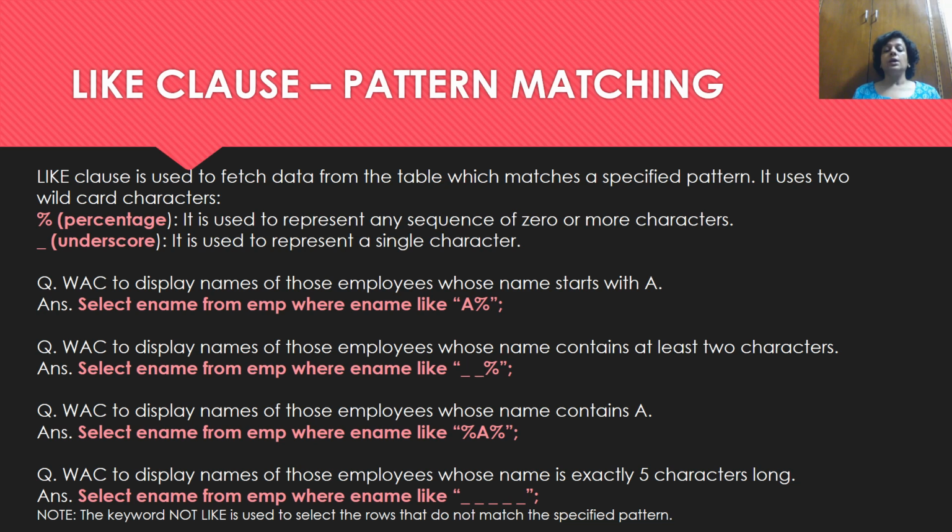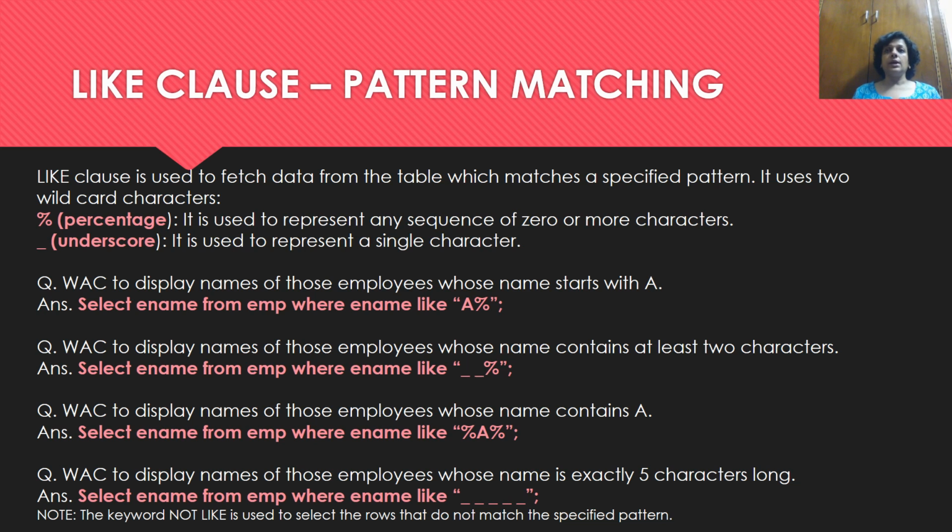Similarly, to display names of those employees whose name contains at least two characters, the command would be select ename from M where ename like underscore percentage. Each underscore exactly matches one single character. To display names of those employees whose name contains A, the command would be select ename from M where ename like percentage A percentage.